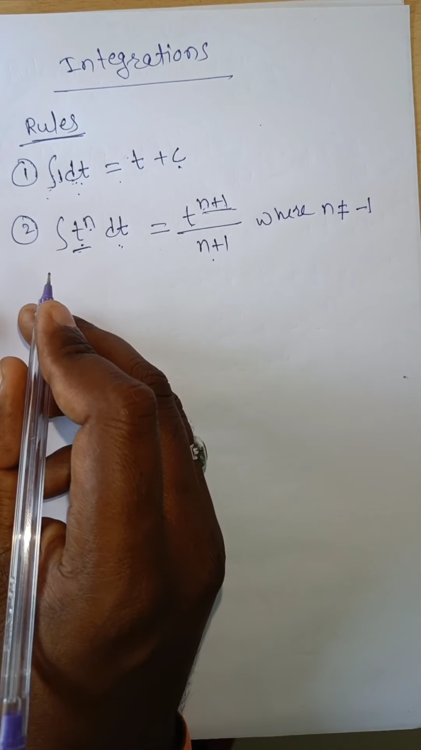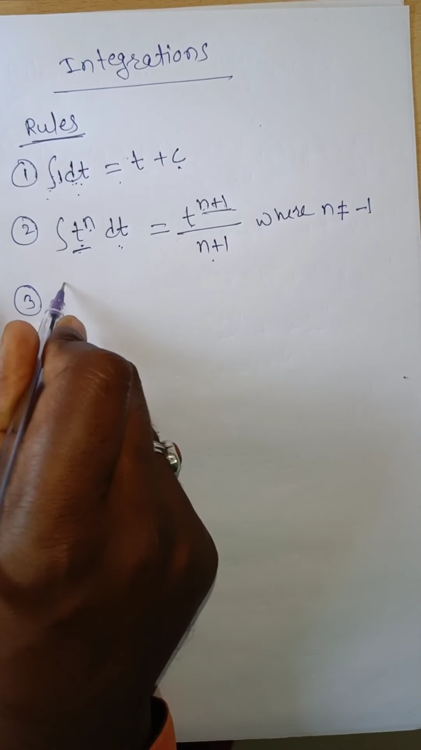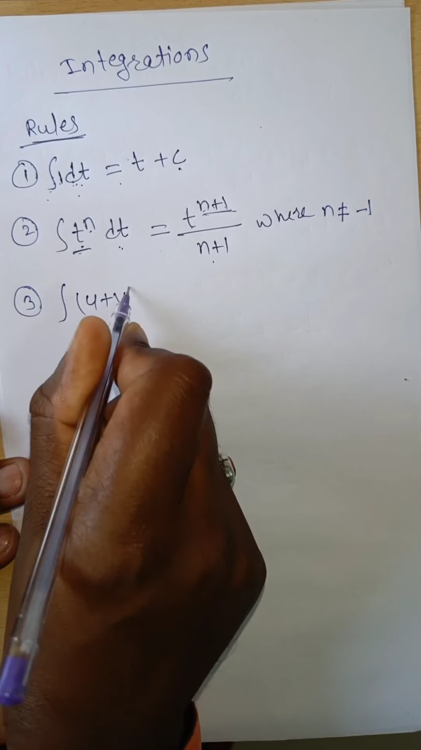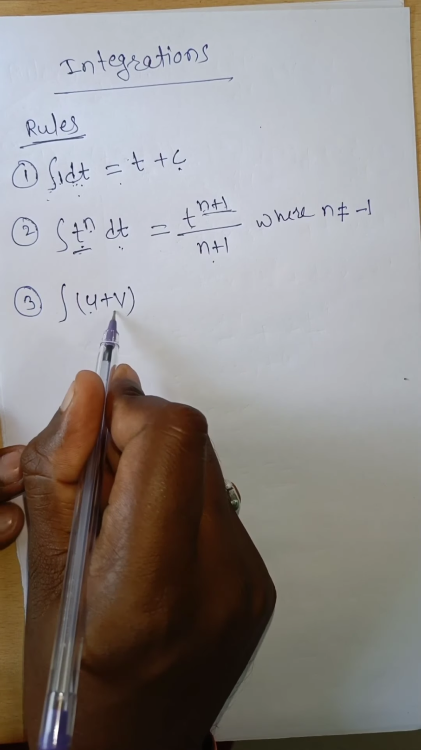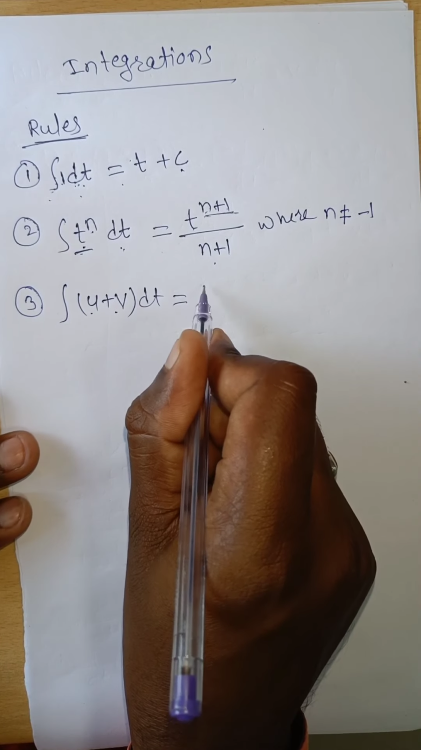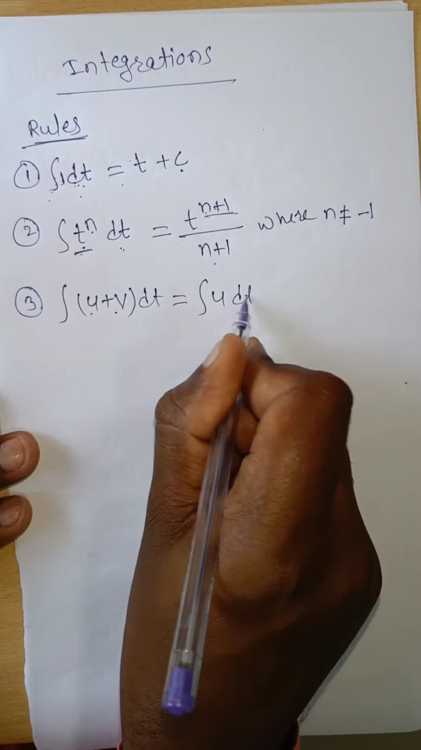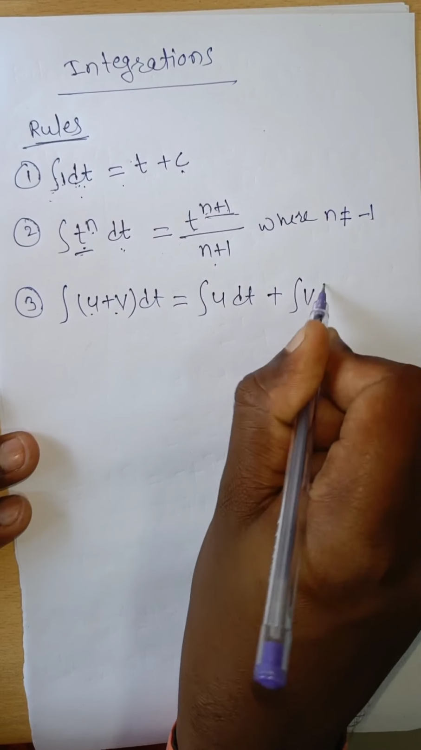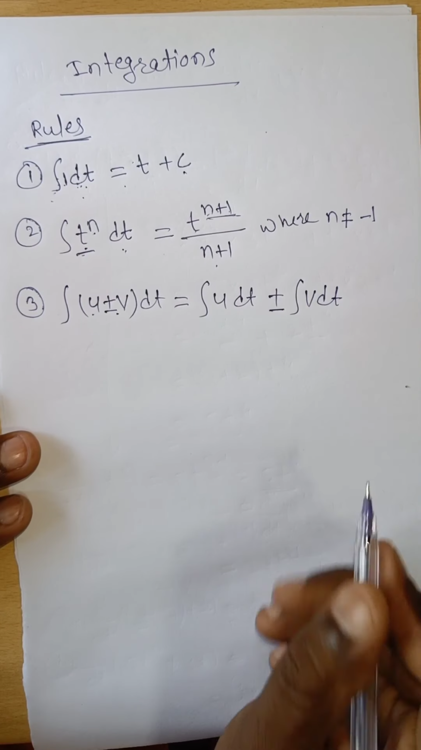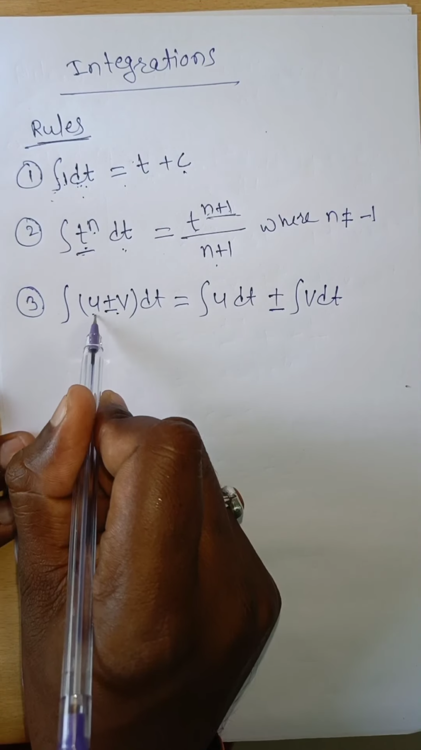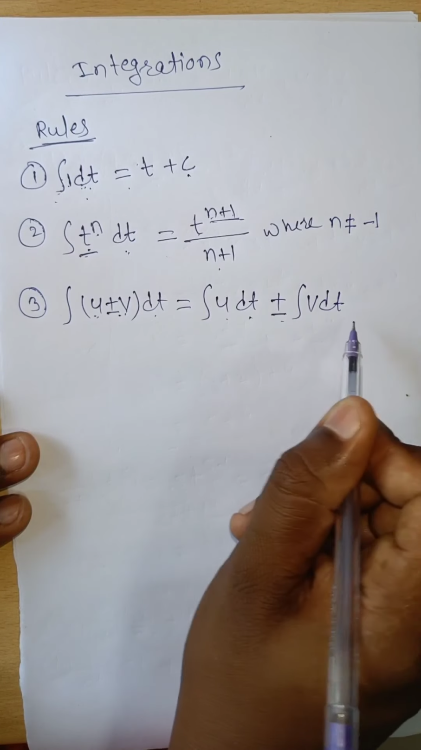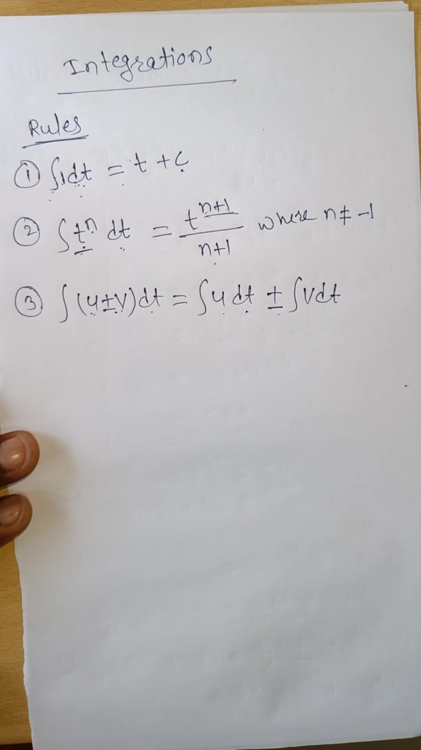Now the third rule: if there are two functions u plus v, the integration of u plus v dt is the same as integration of u dt plus integration of v dt. If there is a minus, we also take a minus: integration of u minus v dt is integration of u dt minus integration of v dt.